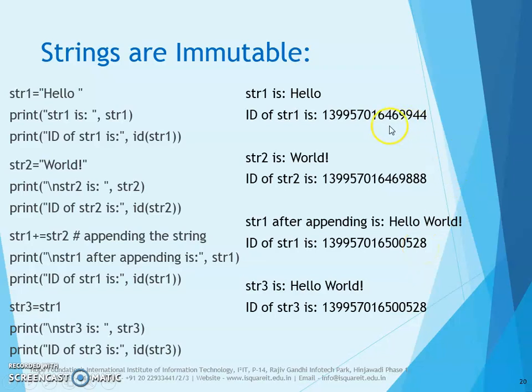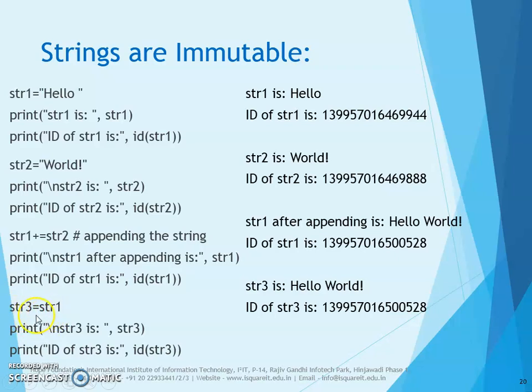So you can check that str1, whose value was hello, was stored at this address, and the new value, that is hello world, is stored at a new memory location. Now we'll go to the next line. What is written here? Here it is written str3 is equal to str1.